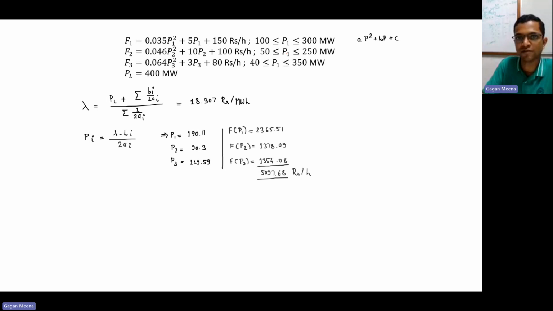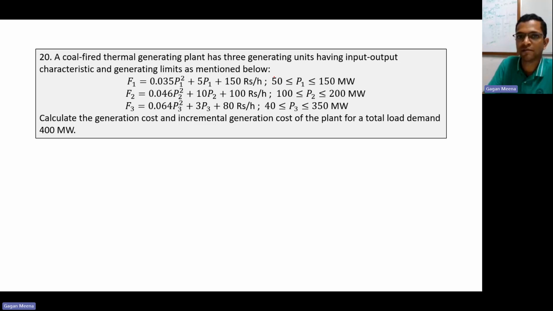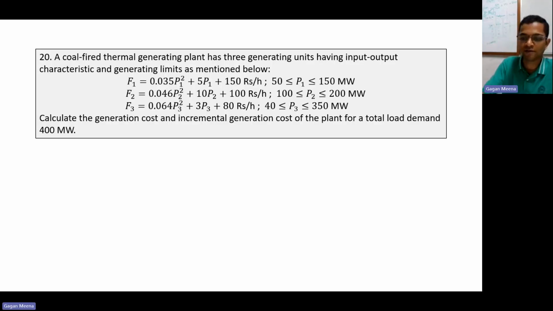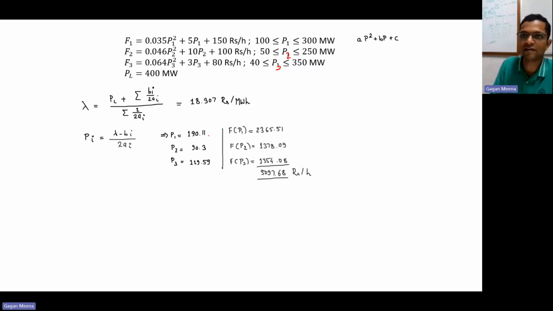Sorry, this should be P2 and P3. P2 is between 50 and 250. P3 is between 40 and 350. Here the P1 and P2 range has been changed. It has reduced and this has increased. Now what will happen? Now because P1 is 190 and it cannot go beyond 150, we make it 150, and we make P2 at 100.